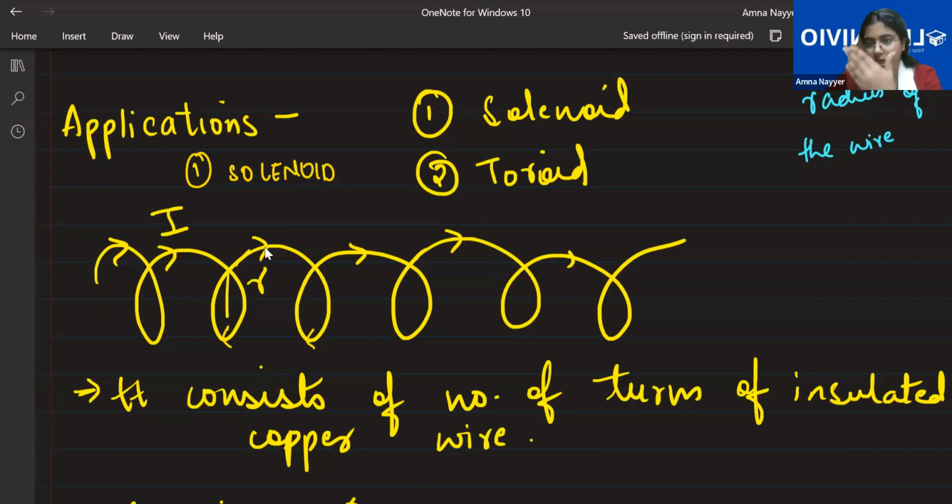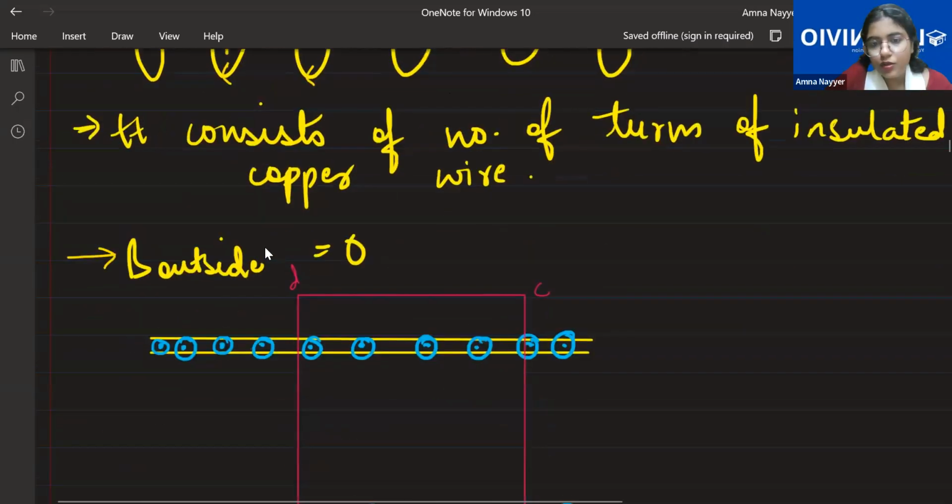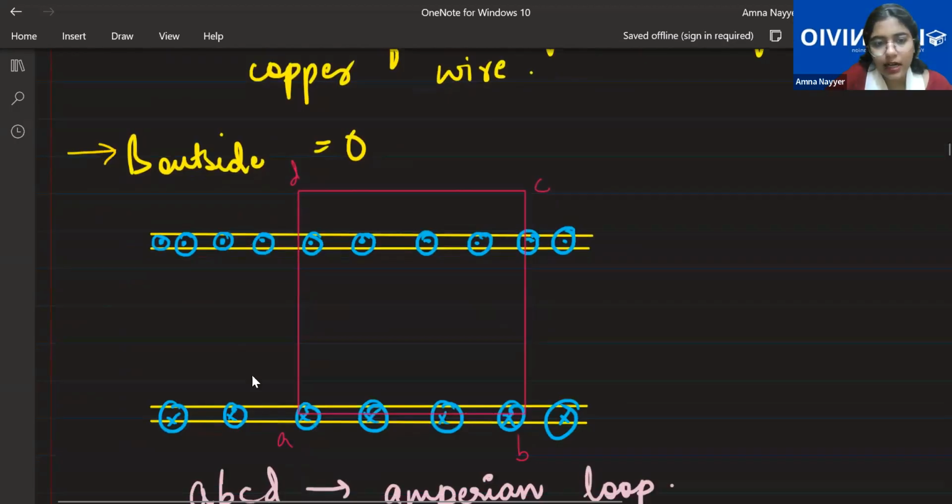So what if we just cut it like this, if I take its transverse view. Look at the yellow lines, don't look at the pink one. It will look like this. Current is going outwards, inwards, outwards, inwards, outwards, inwards. Right?